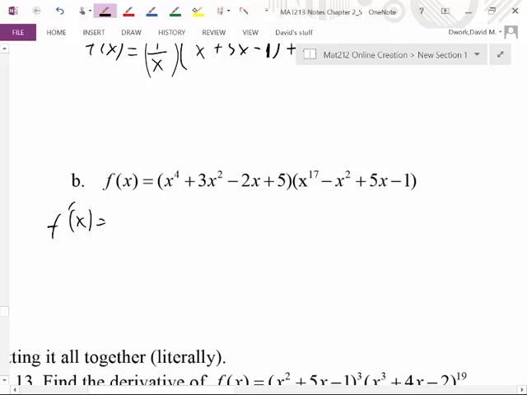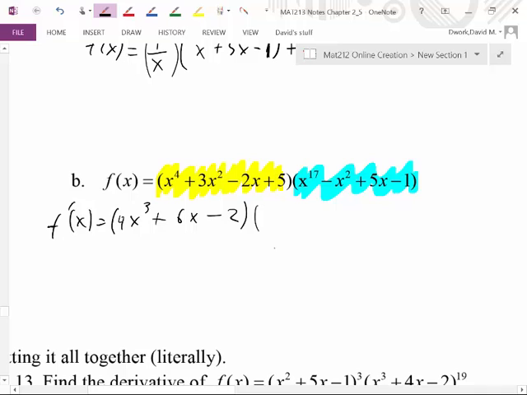The derivative of our first factor, and you can look at it here. We have this whole function multiplying this whole function, right? Okay, so the derivative of the first factor would be what? Derivative of x to the fourth would be 4x cubed plus 6x minus 2, and the derivative of 5 is 0. Okay, so then since we did the derivative of the stuff in yellow, we have to leave blue alone. So that's going to be x to the 17th minus x squared plus 5x minus 1.